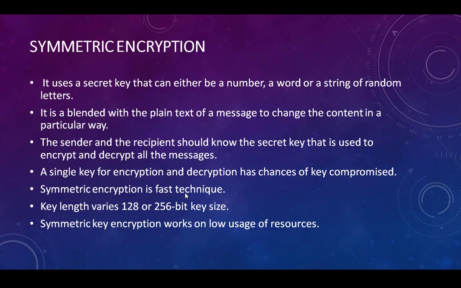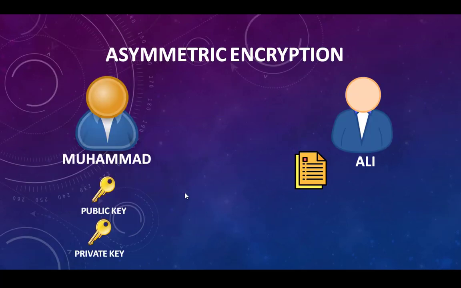Okay, now let's get to the next topic, which is asymmetric encryption. In asymmetric encryption, an algorithm generates two keys. One is the public key and the other is the private key. And why do we need asymmetric encryption? Because in symmetric encryption we studied that the same key is used for encryption and decryption.